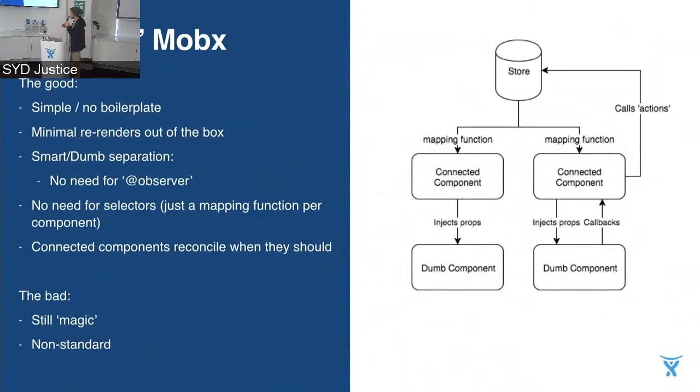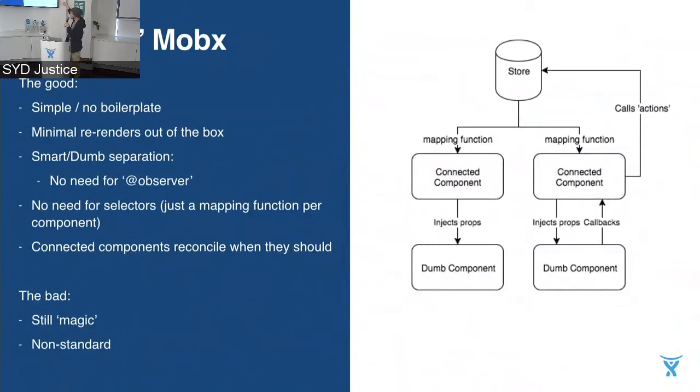I've maintained my smart and dumb component separation, so there's no need for the observer decorator. There's also no need for selectors because MobX is smart enough to track that mapping function. So if my mapping function is being rerun, it's because MobX knows ahead of time that it should rerun that function. It knows that something in there has changed and that component should be re-rendered.